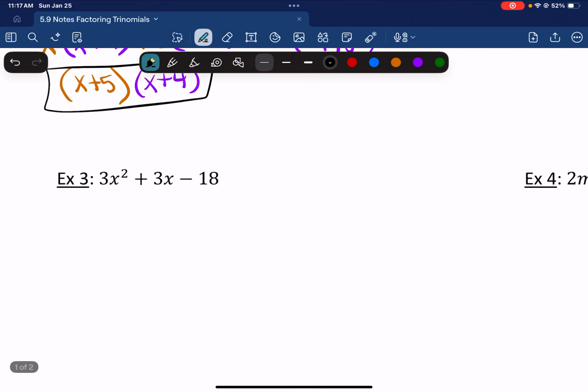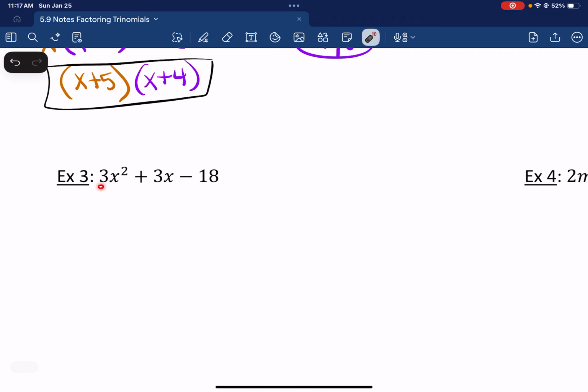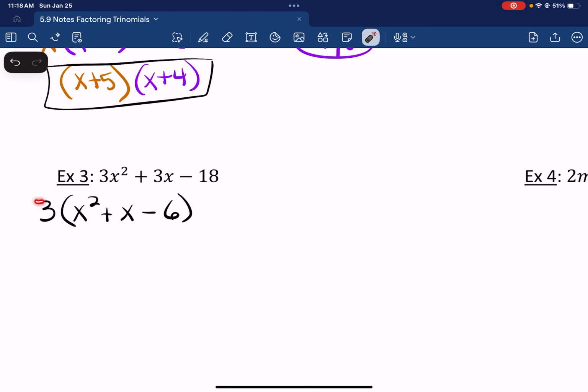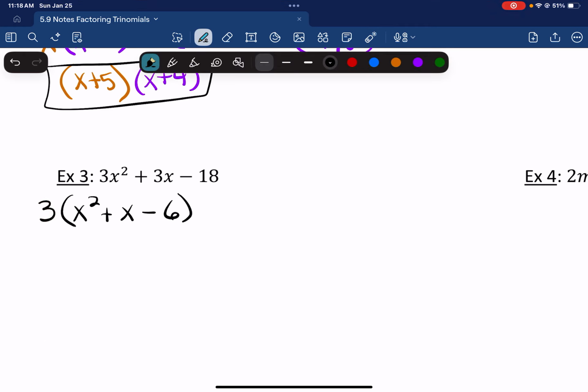3x squared plus 3x minus 18. I look for a GCF and I see that all three of these terms are divisible by the number 3. So let's factor out the 3 and we're left with x squared plus x minus 6. So we did have a GCF here, the number 3, that we're just going to bring down the entire rest of the way. Every single step we just bring down our 3. So we've got 3, and I rewrite my trinomial as x squared, and I'll break that b term into two separate pieces, minus 6.